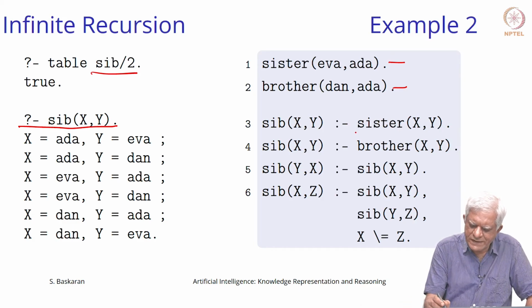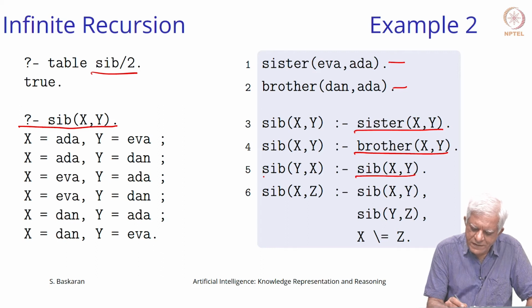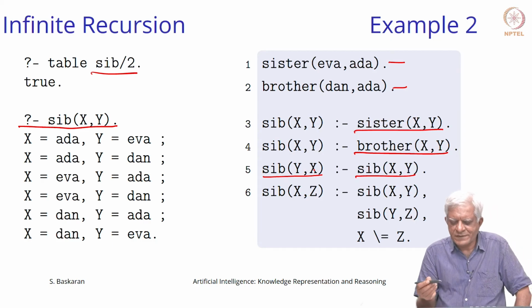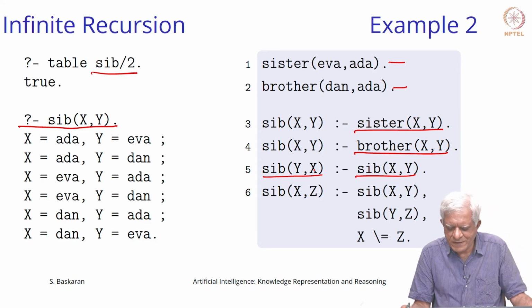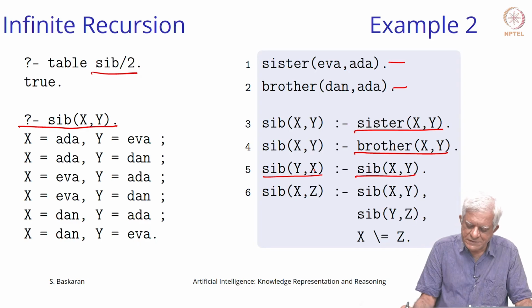The first rule says that if you are a sister, then you are a sibling. The second rule says if you are a brother, then you are a sibling. The third rule says that if x is a sibling of y, then y is a sibling of x. This is like that married thing that I had mentioned earlier essentially.